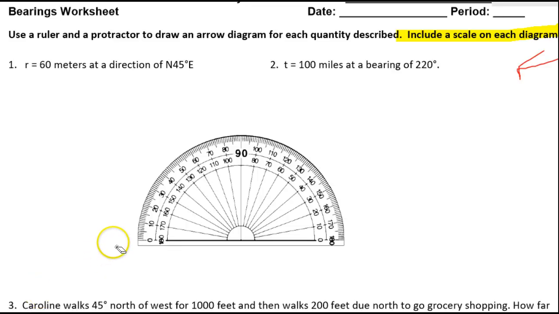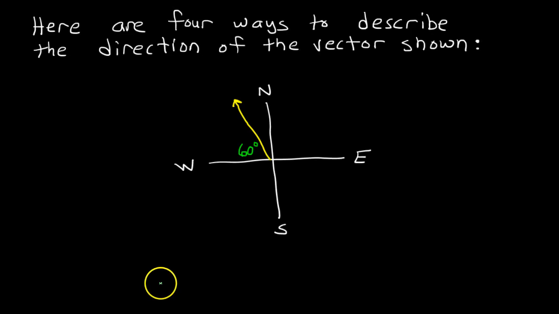In this video, we will discuss 4 different methods of describing vector direction. Let's use the vector shown to describe the 4 different ways we can talk about direction.